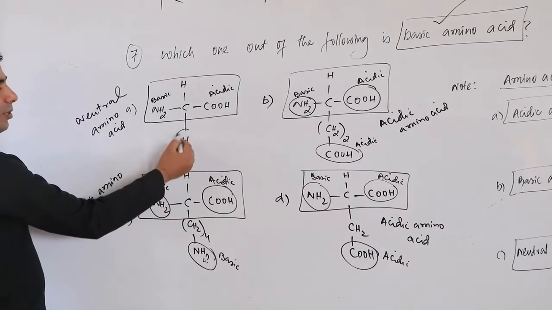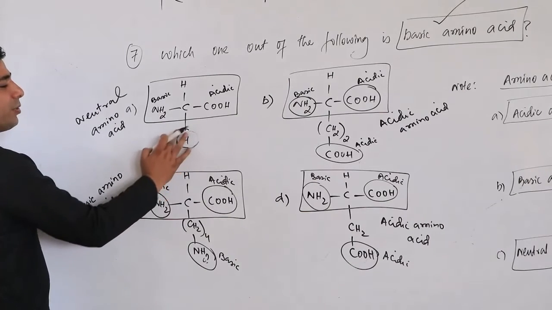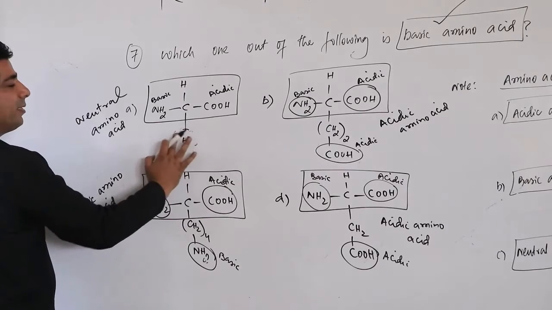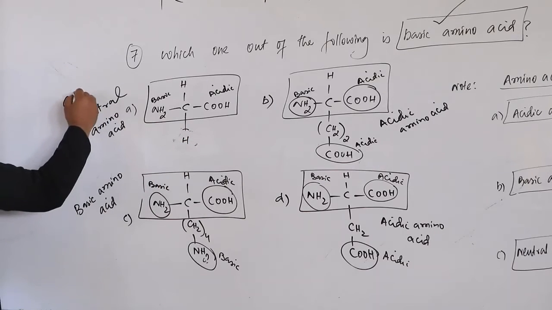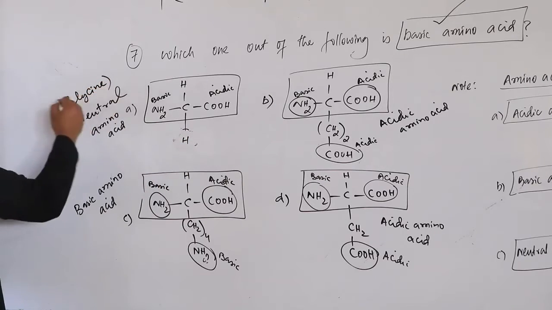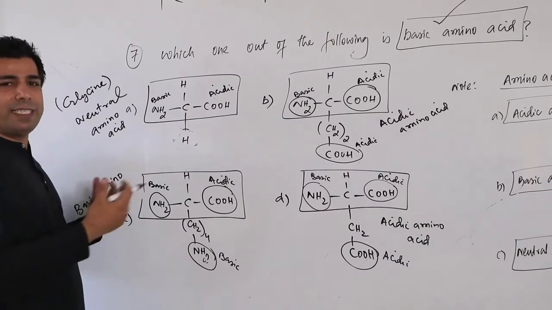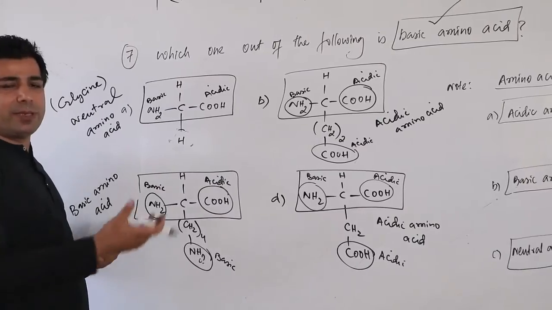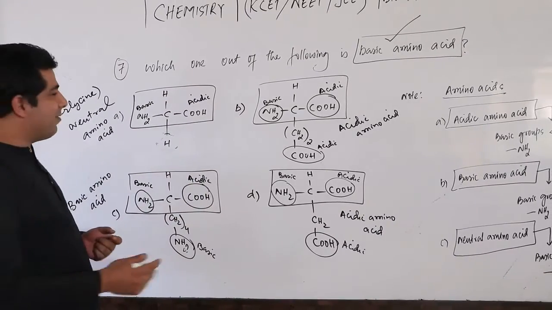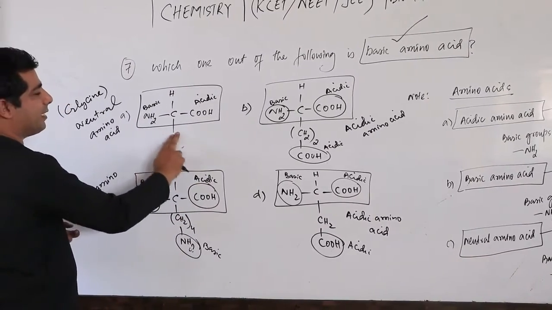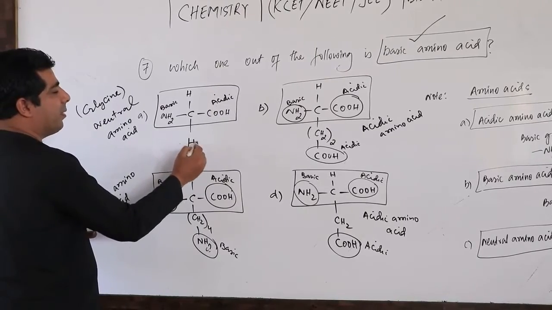Side chain is only hydrogen, which means actually it's a glycine amino acid. So this guy is your glycine. So glycine is your neutral amino acid. You need not tell which amino acid this is, but I am giving you some extra information here. Otherwise you can easily recognize these things by their number of groups.